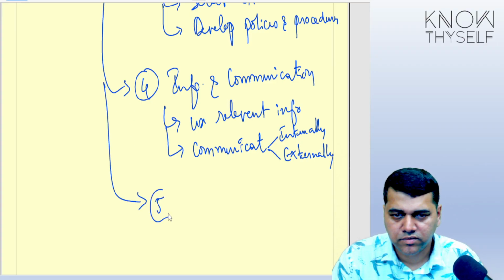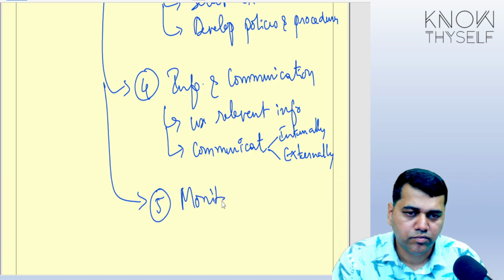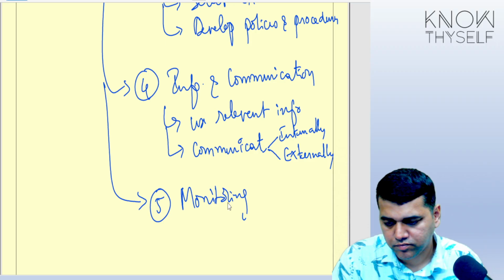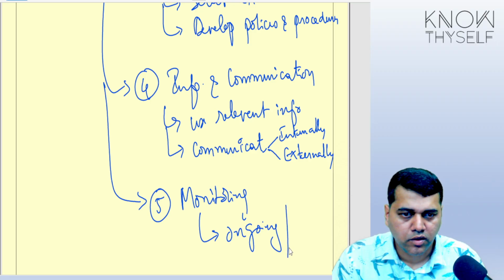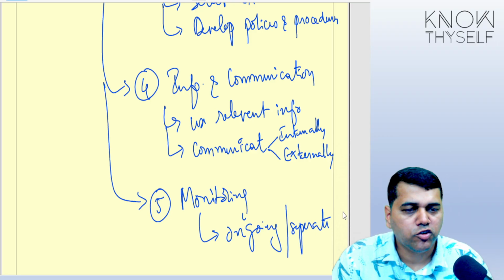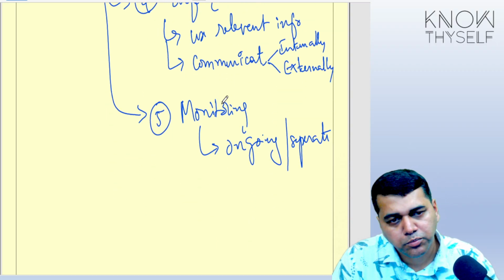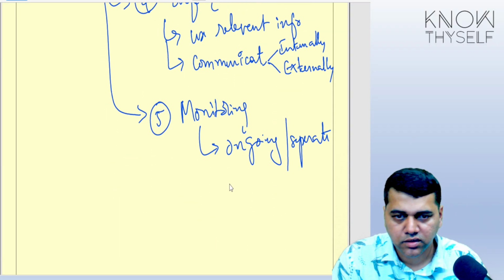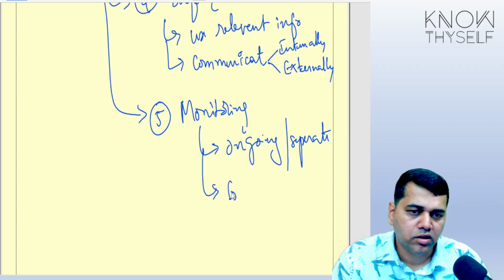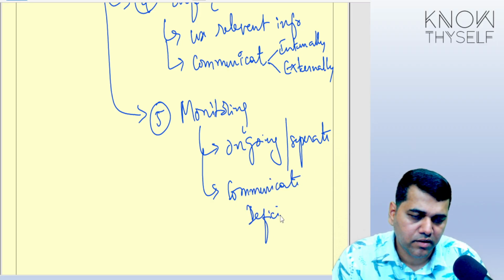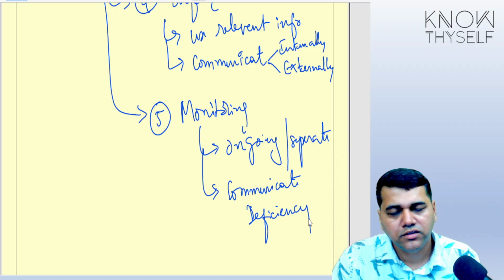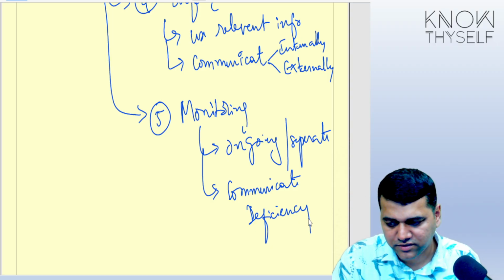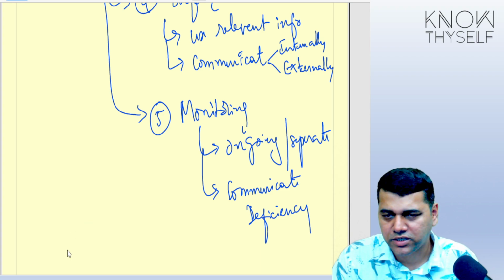And the last one, monitoring, ongoing or separate. Ongoing means each transaction which happens. Separate means post-mortem. Then communicate deficiency. If you ask me anything you want to study, just study this, because they can ask you this. Other things I don't think are so relevant.